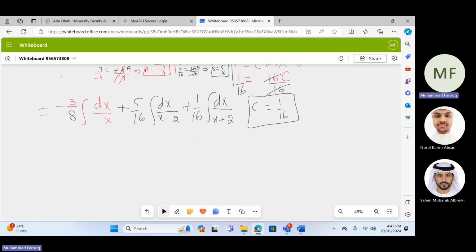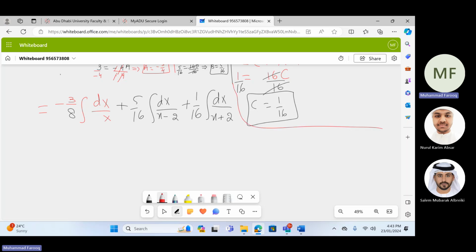So please, you can see now how we are proceeding. Now, what is dx by x? It is ln. So this is now minus 3 by 8 times the integral of dx by x, which is ln absolute value of x. Next, 5 by 16 times dx by x minus 2, again ln absolute value of x minus 2. Because if you use substitution here, you get du by u, and du by u is ln.